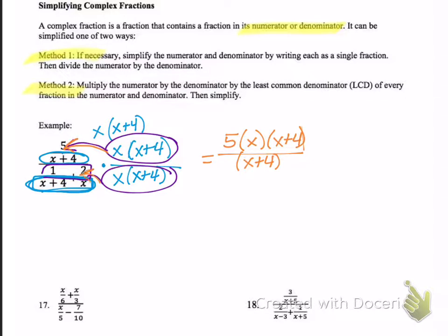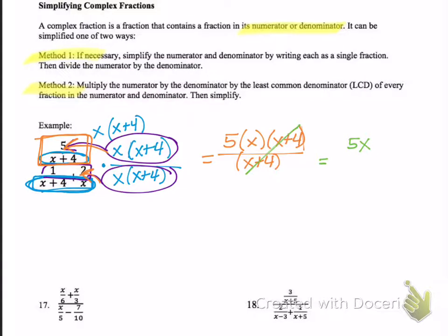Wait, what happened to the other x? What other x? Like, at the bottom? We haven't done the bottom yet. So I'm just looking at the top right here for now. We're taking it a step at a time. And so if I do that, what gets canceled? The x plus 4s get canceled, and I'm left with 5x at the top. So that wasn't too hard.